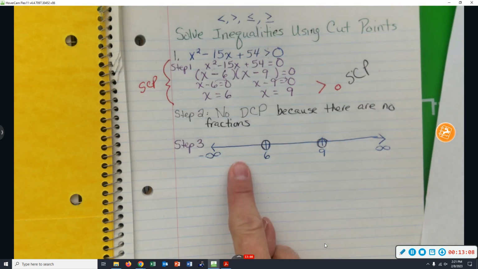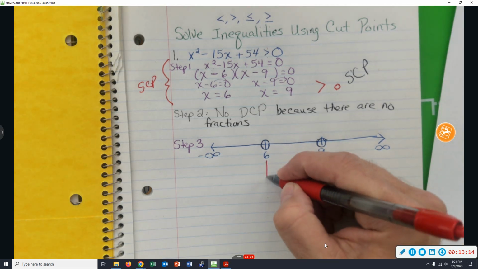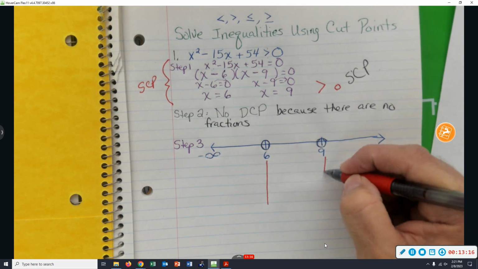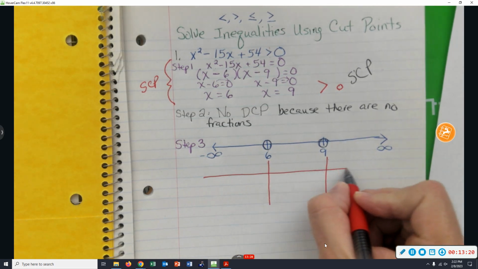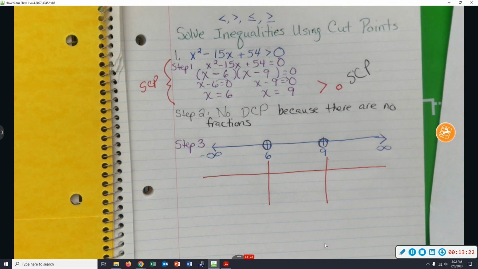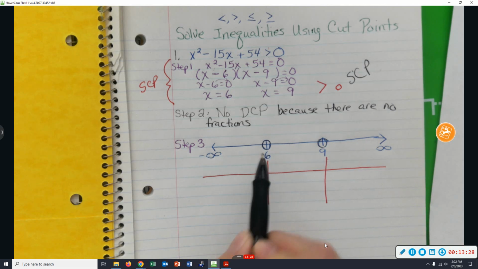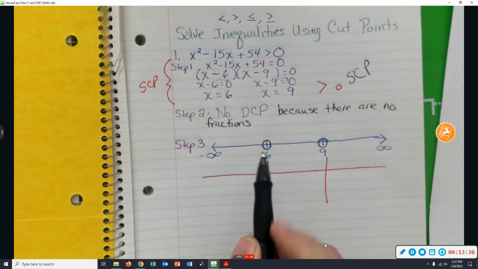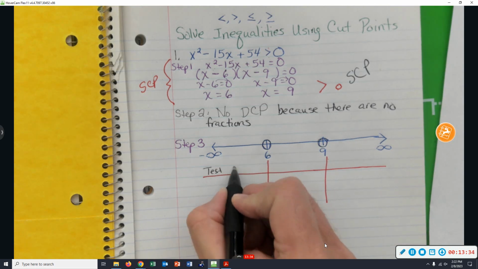So notice how this is broken into 3 regions. What does it mean that an inequality is true or false? Plug in. Choose a number between negative infinity and 6. Any number on the number line? 0. Okay, so I'm going to test 0.